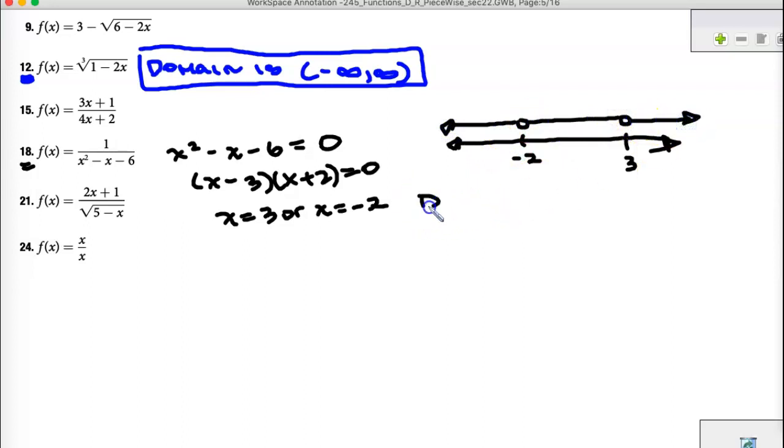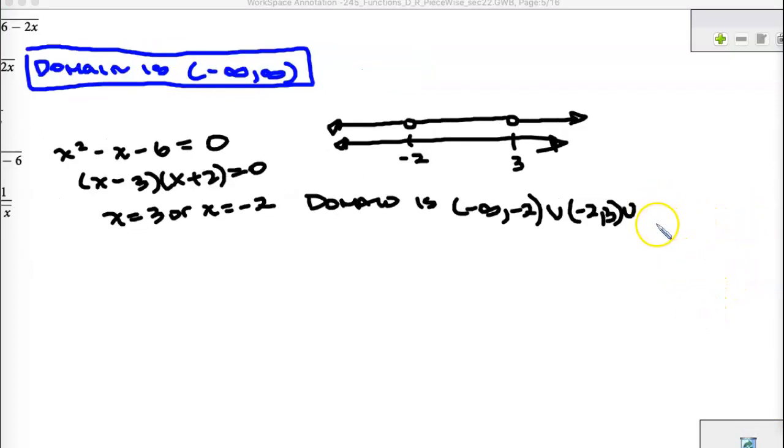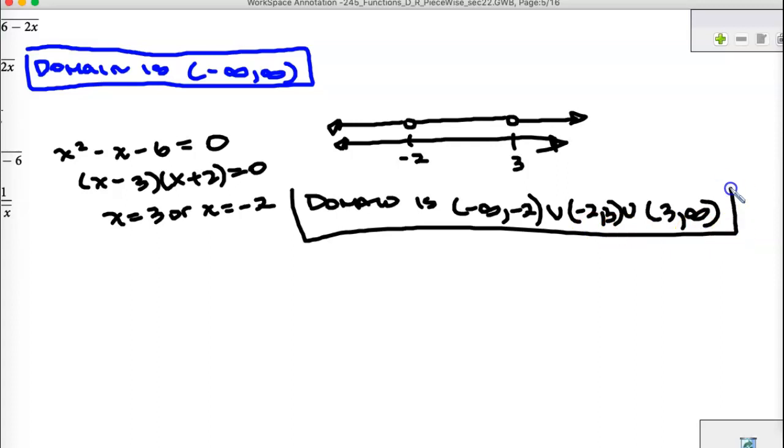So the domain, because they want interval notation, is negative infinity to negative 2, not included, union negative 2 to 3, not included, and then 3 to positive infinity. And these will be the possible input values.